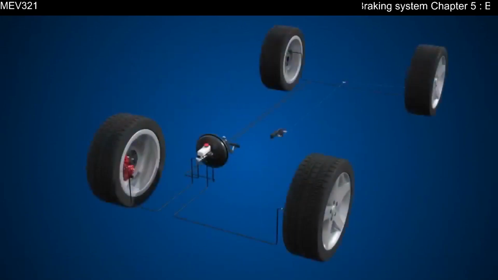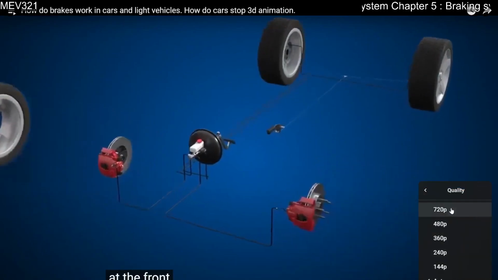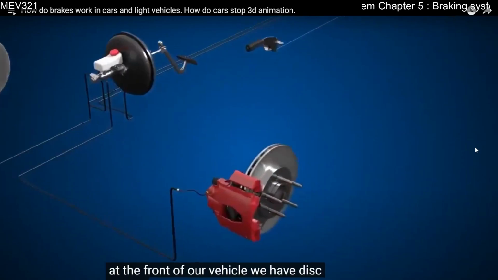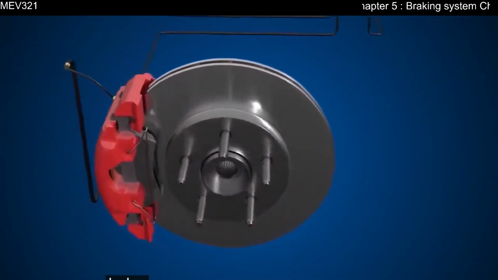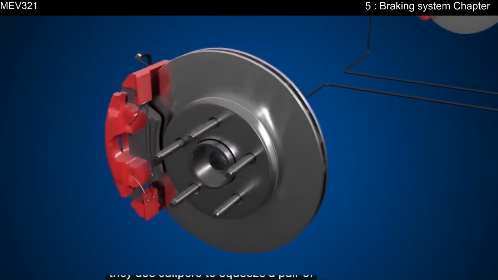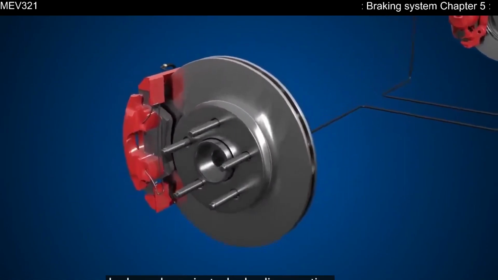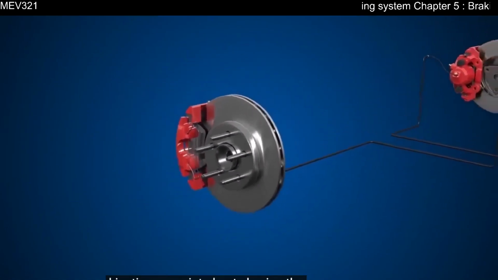Now, let's take a look at a light vehicle braking system. At the front of our vehicle, we have disc brakes. They use calipers to squeeze a pair of brake pads against a brake disc, creating friction. The friction generated converts kinetic energy into heat, slowing the wheel.